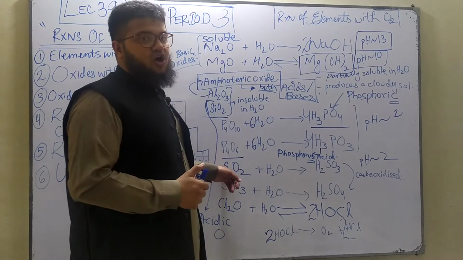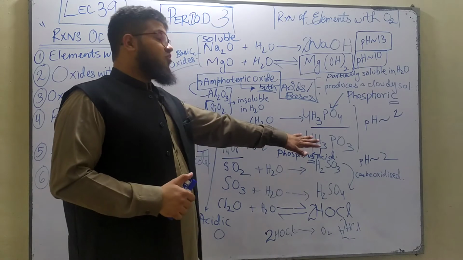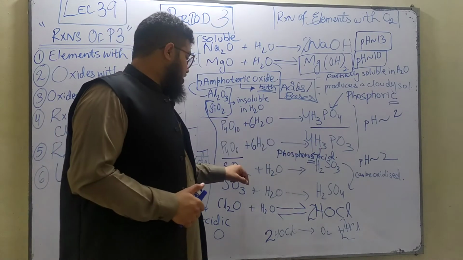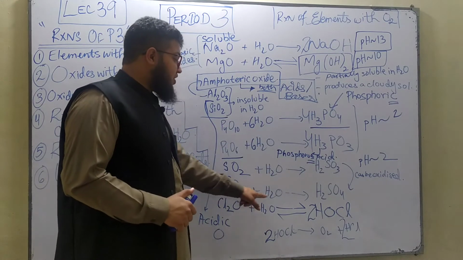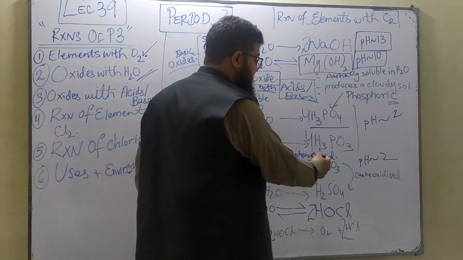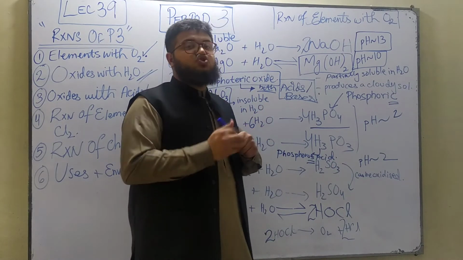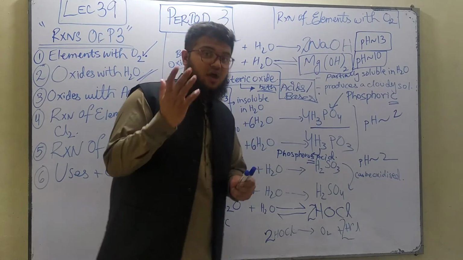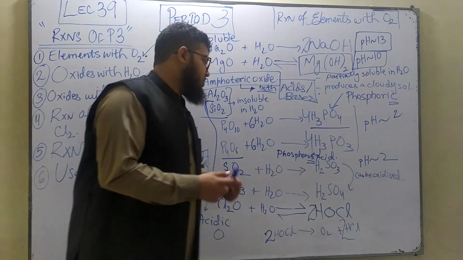Then coming to sulfur dioxide and sulfur trioxide, both are acidic oxides. They dissolve in water to give, like phosphoric and phosphorous acids, sulfurous acid and sulfuric acid. Sulfur dioxide dissolves in water to give sulfurous acid, and sulfur trioxide dissolves in water to give sulfuric acid. Again, sulfurous and sulfuric. H2SO3 is sulfurous and H2SO4 is sulfuric. H2SO3 is formed by SO2, sulfur dioxide, and H2SO4 is formed by sulfur trioxide, SO3.